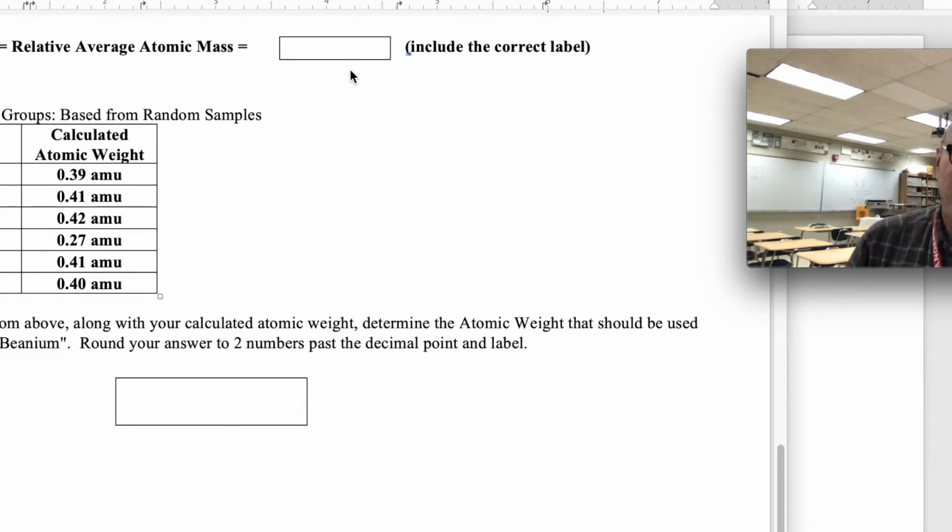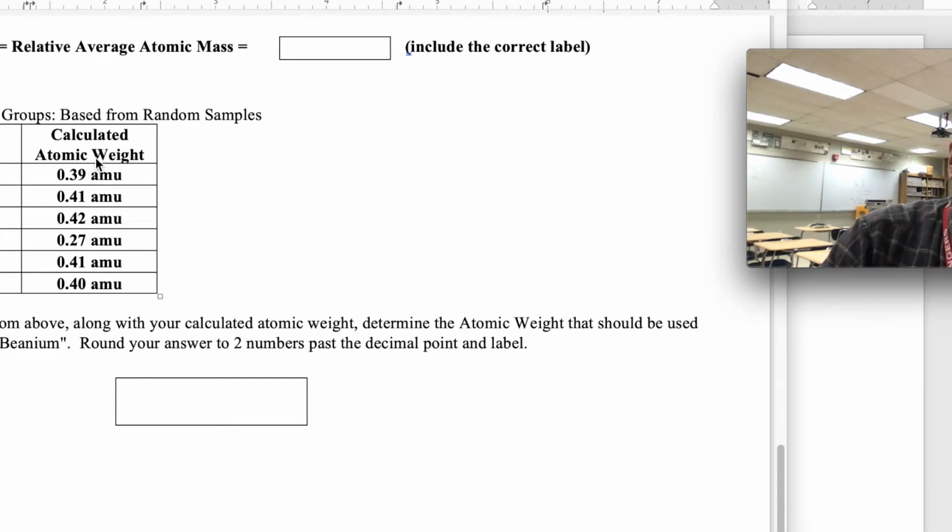Realistically, there would be several groups, possibly even hundreds of groups that would be repeating the same procedure you did, coming up with their answer, and then we would get an average of all of those answers, and then that's what would be printed on the periodic table. So that's what this next part of the lab alludes to. If you look here, we've just taken 6 groups and we've compiled their data.